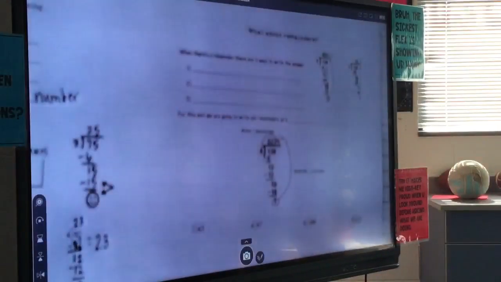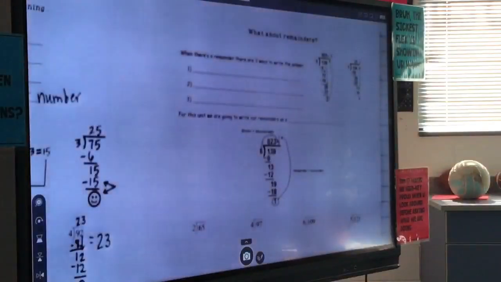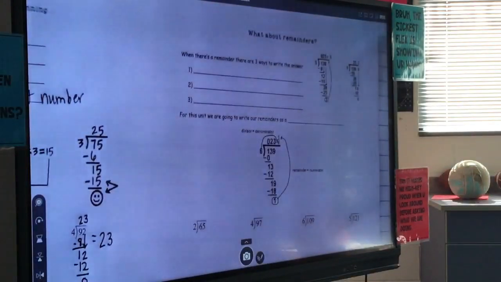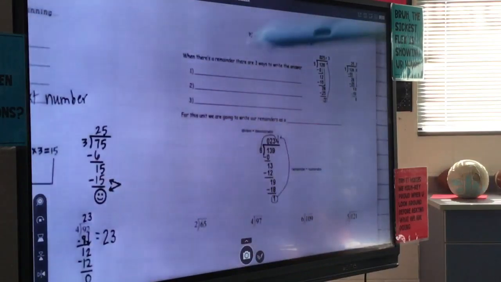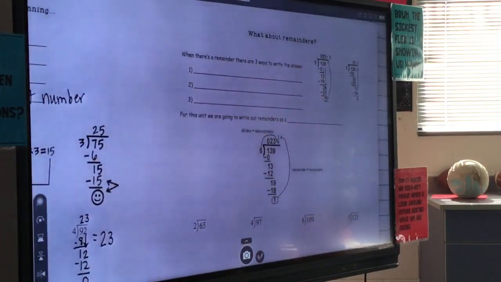All right, slide over to the other side. So this is talking about remainders. So they have solved this problem over here. It says, when there's a remainder, there are 3 ways to write your answer. I've already told you one. I've actually told you a couple different ways. If you're listening, there's also 2 examples up here.